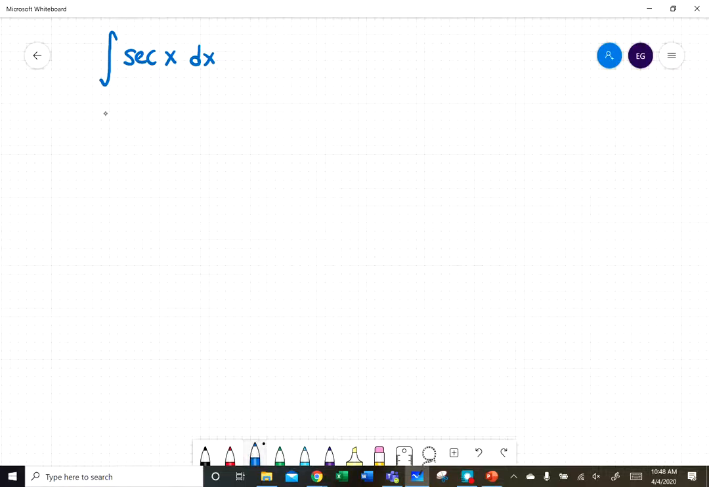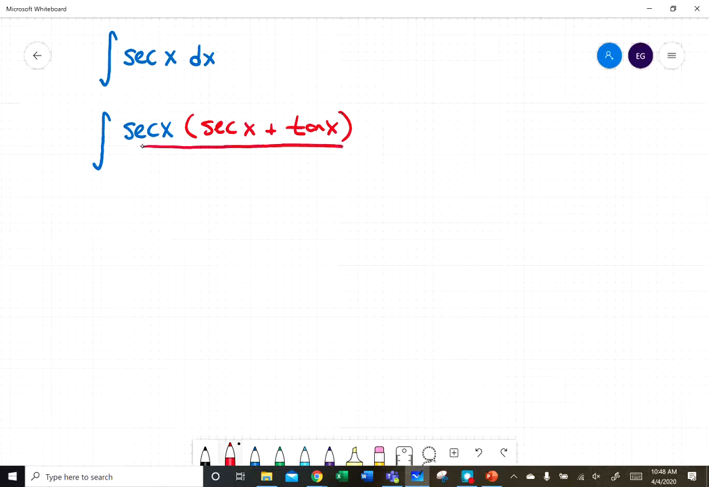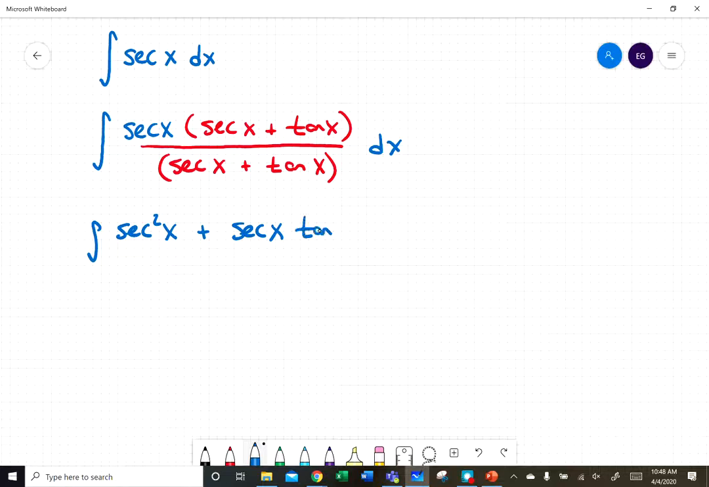Now, what I'm going to do is take the integrand, secant x, and multiply by 1. So we'll do secant x times 1. But we'll multiply by 1 in the form secant x plus tangent x over secant x plus tangent of x. And so if we multiply through on top, we'll have secant squared x plus secant x tangent x, all divided by secant x plus tangent of x.